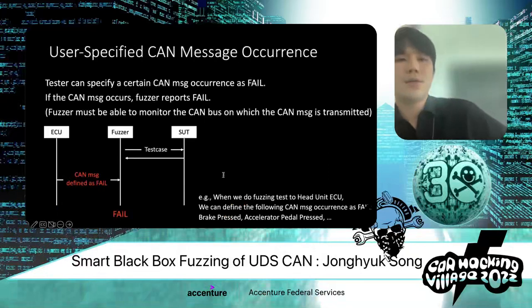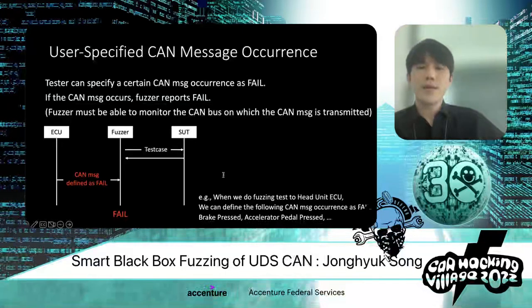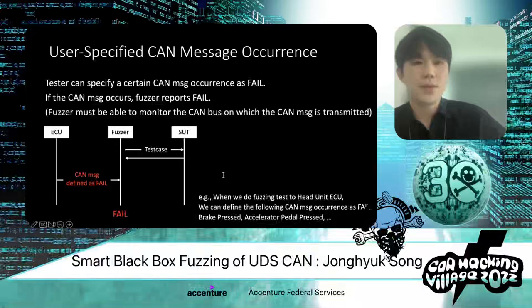Last one is user specified CAN message occurrence. Tester can specify a certain CAN message occurrence as failed. Then if the CAN message occurs, fuzzer reports failed. But there is a precondition to use this method. Fuzzer must be able to monitor the CAN bus that the CAN message to be transmitted.